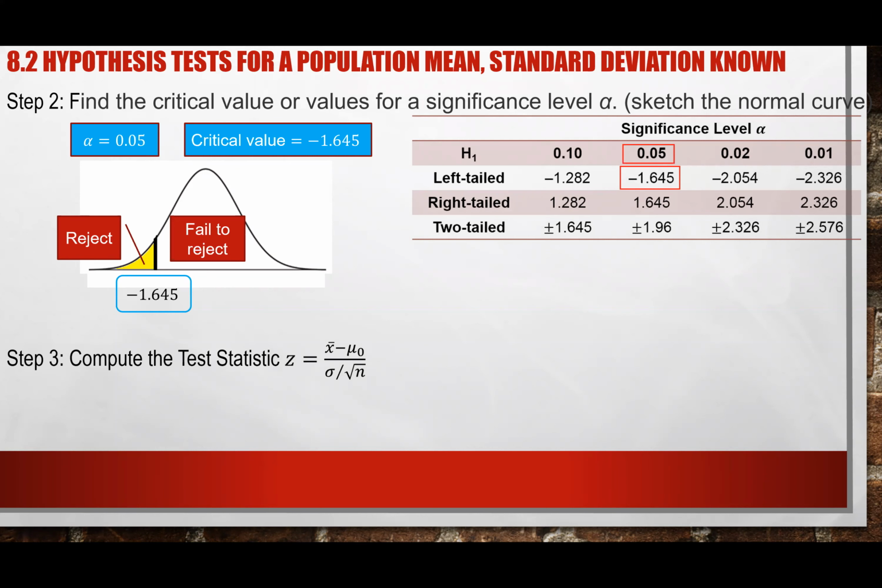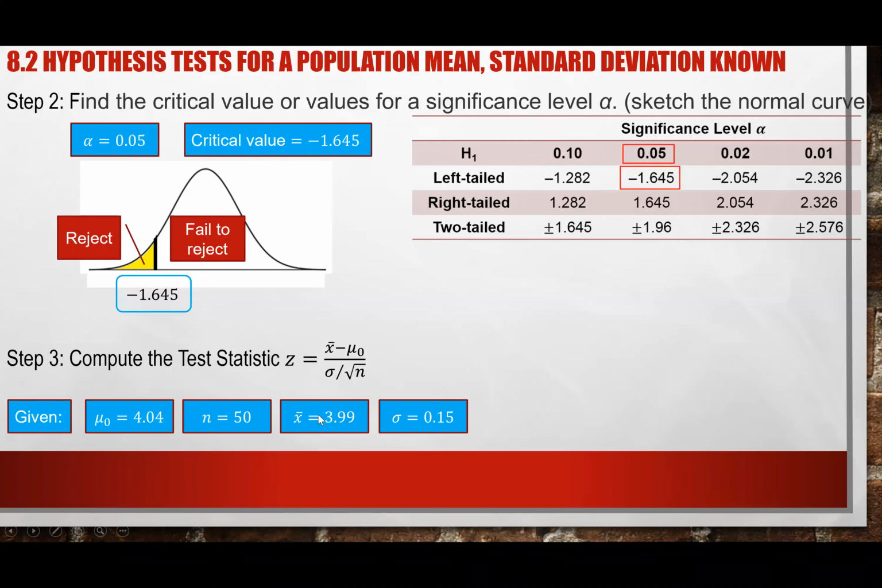We have to compute the Z score. We have to compute the Z test statistic, which basically tells you to plug in the X bar minus mu sub 0, all over the standard deviation divided by the square root of n. Do you agree that we have those 4 items? We have the X bar, the mu sub 0, the n, and the standard deviation. We extracted them from the previous information. If you plug it in, I have 3.99 minus 404 divided by 0.15 divided by the square root of 50.